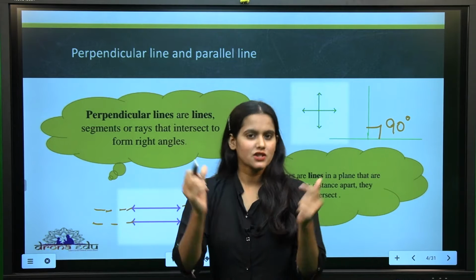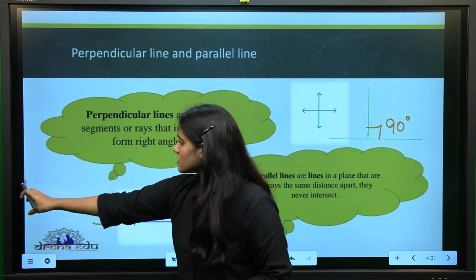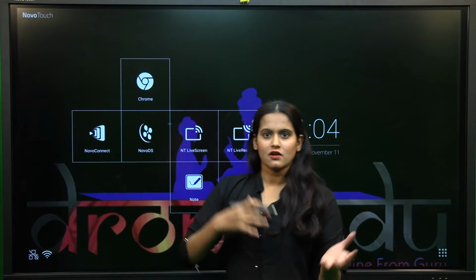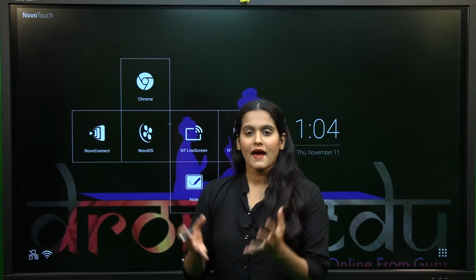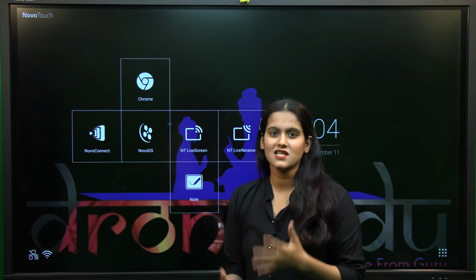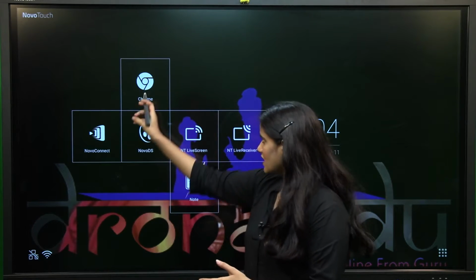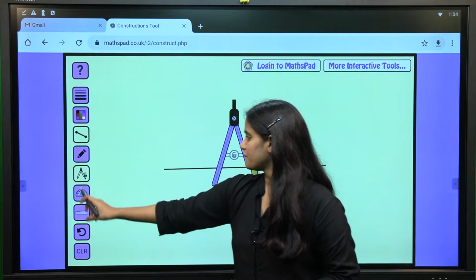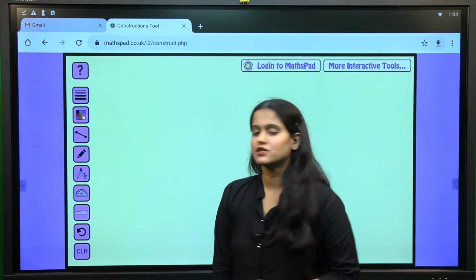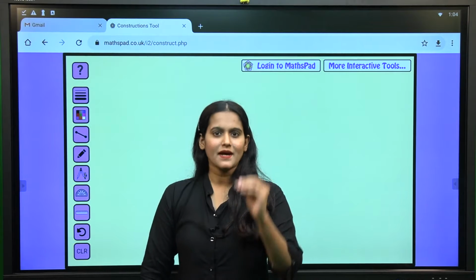Firstly, let's do the construction. For that, I am going to use the construction tool. In the live class, as I already told you, there is something called Math Construction online tool. You can use that for practicing if you don't have any geometry box. The same website I am using today. Then let's do the construction of the parallel line step by step.